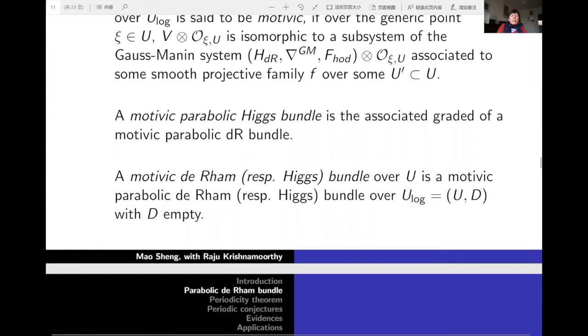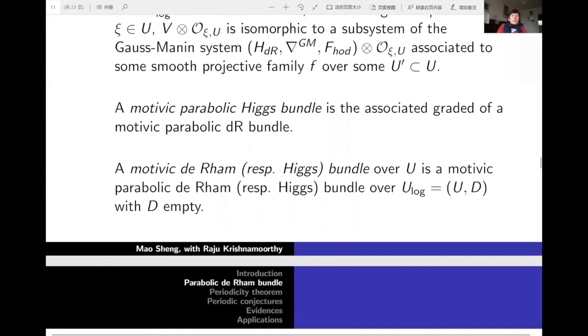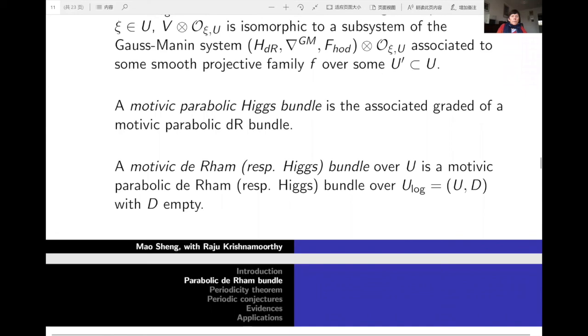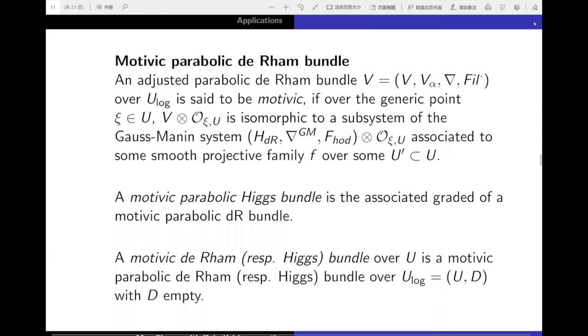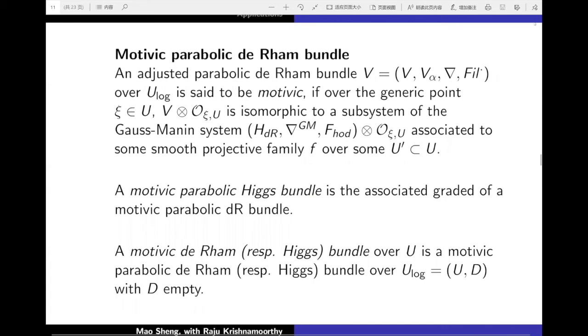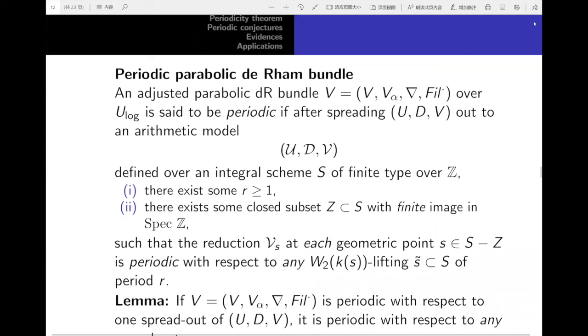You were just about defining a motivic de Rham bundle by removing the log conditions here, and after that we lost you. Yes. So I define this motivic object in this story. Then the second thing I define is a purely algebraic object, the notion of a periodic parabolic de Rham bundle.